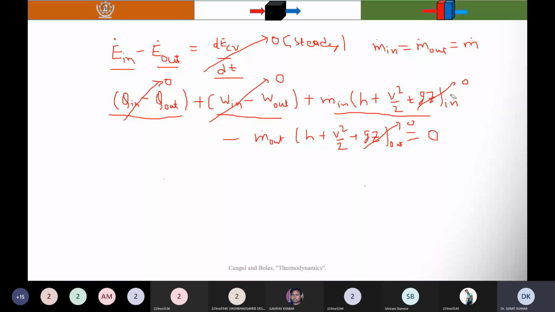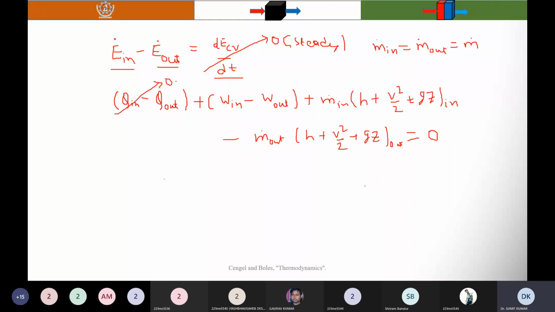So here, now I need to consider the turbine. I know that the turbine is producing work. If you assume that the turbine is insulated, it means there is no heat transfer from the turbine to the surroundings or from the surroundings to the turbine. So this term becomes zero, because it is insulated.